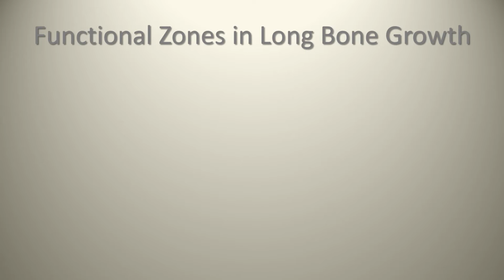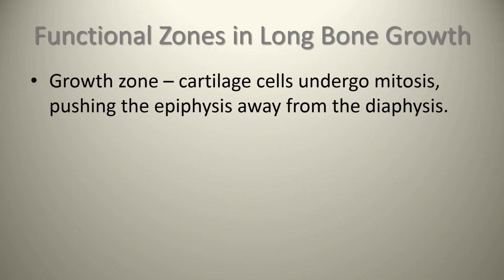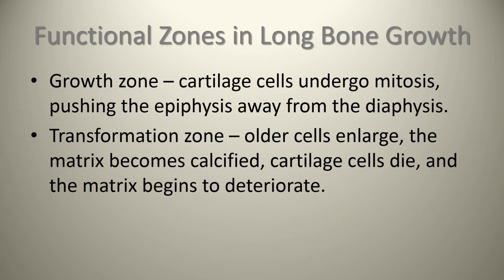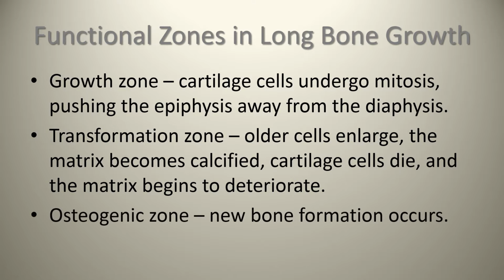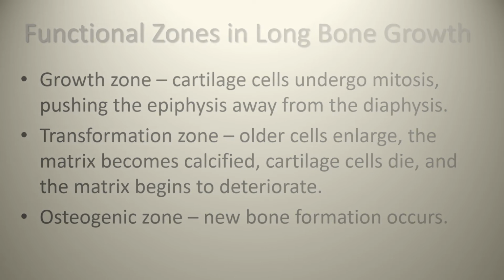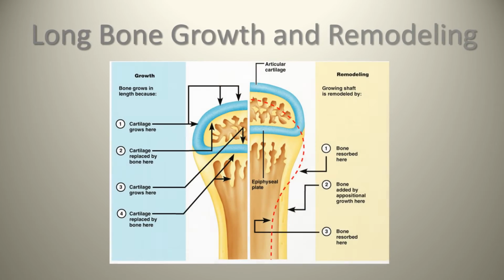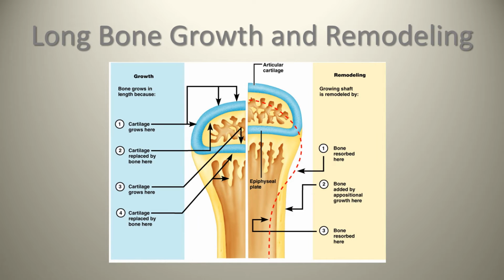Functional zones in long bone growth. The growth zone: the cartilage cells undergo mitosis, pushing the epiphysis away from the diaphysis. The transformation zone: the older cells enlarge, the matrix becomes calcified, the cartilage cells die, and the matrix begins to deteriorate. And then you have your osteogenic zone where new bone formation is occurring. So this is diagrammatically showing you long bone growth and remodeling.